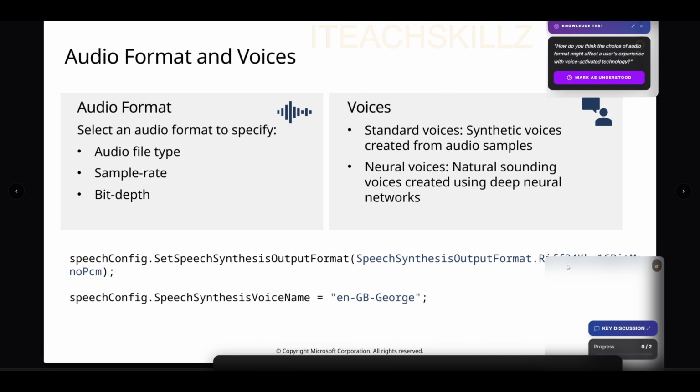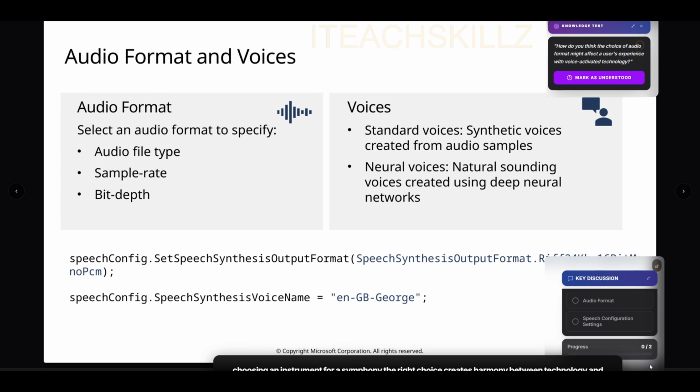Audio format selection is crucial for tailoring voice output. Think of it as choosing an instrument for a symphony. The right choice creates harmony between technology and human perception. We have options like standard voices, which are synthetic but reliable, like a classic piano, and neural voices that sound incredibly natural, akin to a live singer's performance. The audio file type, sample rate, and bit depth are additional layers of this orchestration, ensuring clarity and quality in the final output.